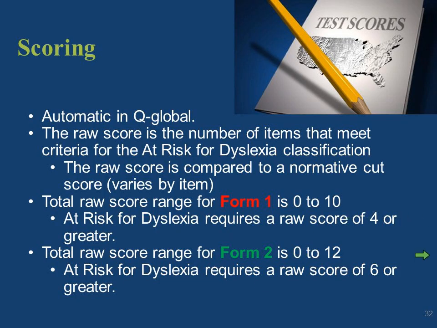In terms of scoring, I do want to go over this again just to make sure we're confident about this, but the scoring is automatic in Q Global. Again, the raw score is the number of items that met the criteria for the at-risk for dyslexia classification. It's going to be compared to a normative cut score, and again, like I said, it varies by item. The total raw score range for Form 1 is 0 to 10. So the at-risk for dyslexia requires a raw score of 4 or greater, and the total raw score range for Form 2 is 0 to 12. So the at-risk dyslexia category is a raw score of 6 or greater.